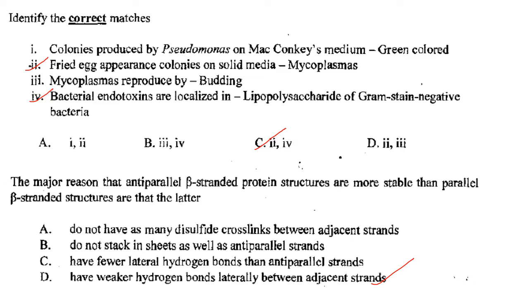The major reason that antiparallel beta-stranded protein structures are more stable than parallel beta-stranded structures are that the latter. Okay, so parallel beta-pleated sheets are type of beta sheets in which two polypeptide strands run in the same direction. And antiparallel beta sheets are type of beta sheets in which two polypeptide strands run in the opposite direction.